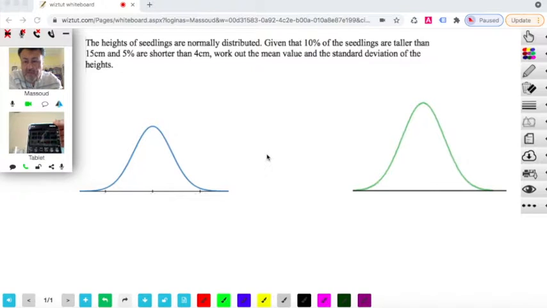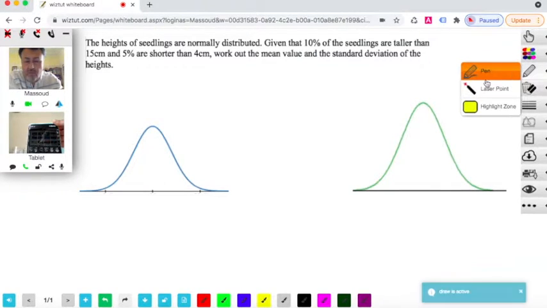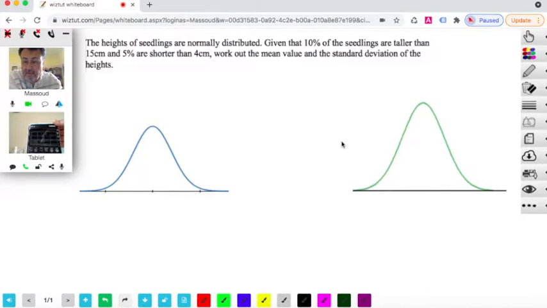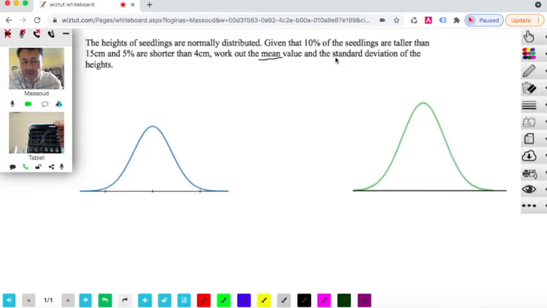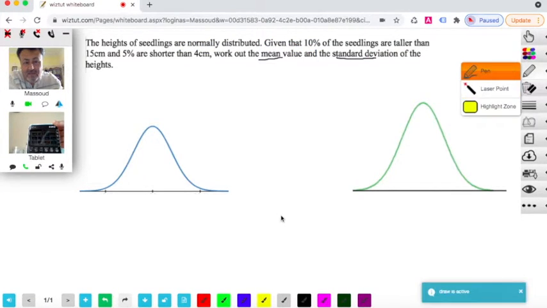And I'm going to do a question here for you, which we need to use the Z distribution, and I'm going to show you how that works for us in the situation where the mean and the standard deviation of a distribution is not given to us. So the question says that the heights of seedlings are normally distributed, given that 10% of the seedlings are taller than.